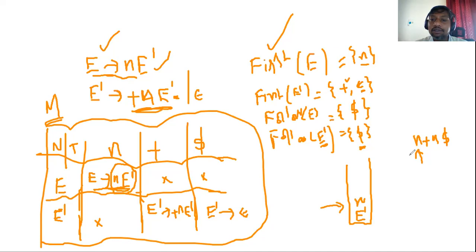Now on top of the stack we have a terminal symbol n that exactly matches the current input symbol. That means so far we have matched up to this. Pop off this symbol from the stack and advance your read head so that it points to the next input symbol. Now on top of the stack we have E dash. After popping this, we are left with E dash.